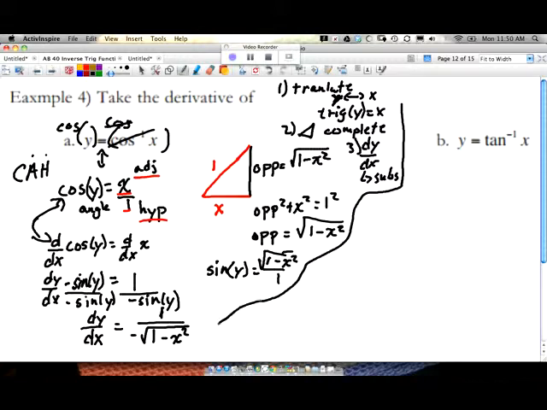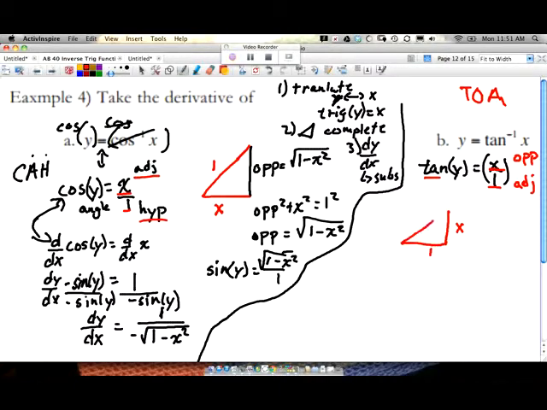Alright, so I'm running out of space here. Let's do this next one. Same idea. Tangent inverse of x is y. So if I want to find dy dx, first I've got to translate both sides. That means we're going to have tangent of y equals x, and even more so, equals x over 1. So that tells me I have a picture. Here's x, here's 1, and we're doing tangent, so this side is the opposite and this side is the adjacent. Why? Because we're doing TOA, SOHCAHTOA. So opposite is x, adjacent is 1, and then the hypotenuse we've got to figure out.